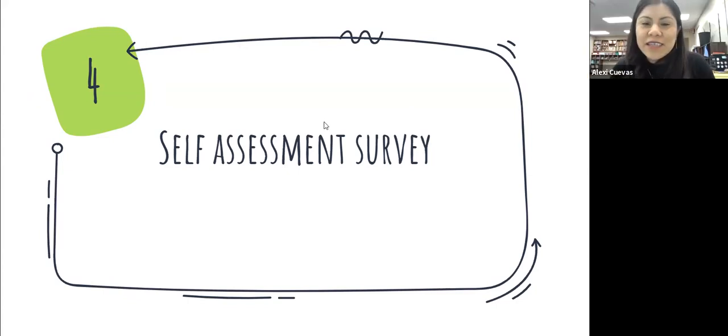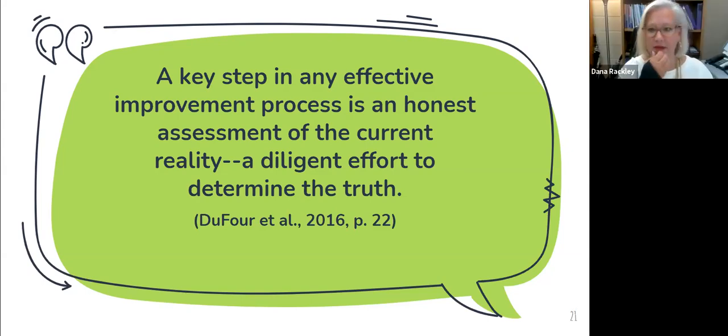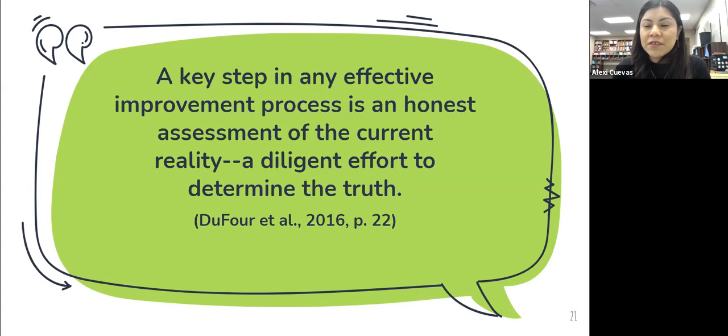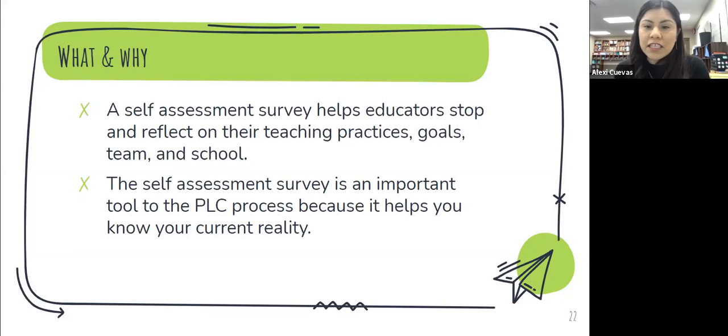Okay, so we're going to be talking about the self-assessment surveys. So this is a quote from the Learning by Doing book, and it says, a key step in any effective improvement process is an honest assessment of the current reality, a diligent effort to determine the truth. So the very first thing you want to do before you get started is assess your current reality of your school, of your team, yourself, your teaching practices. So the what and the why.